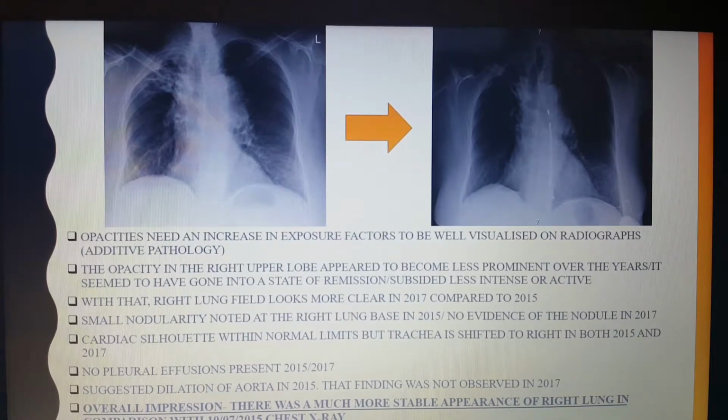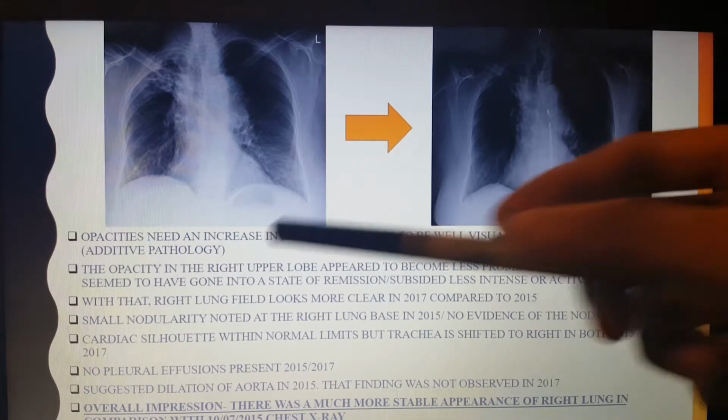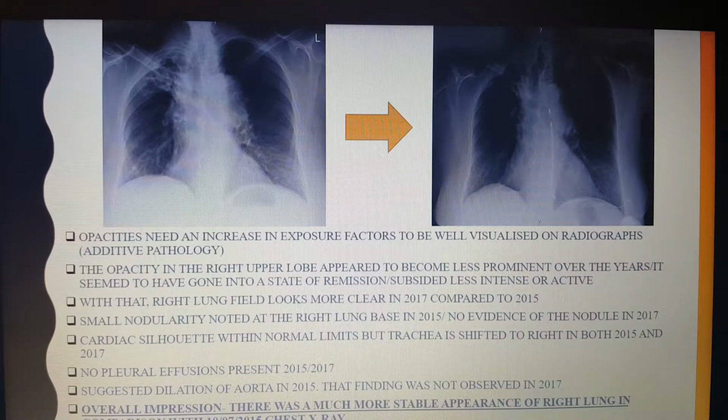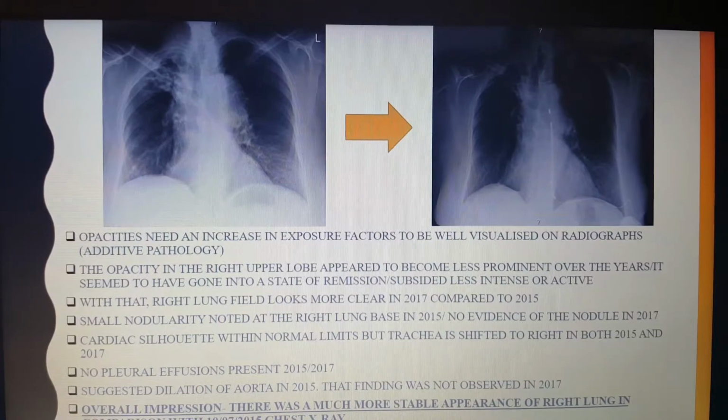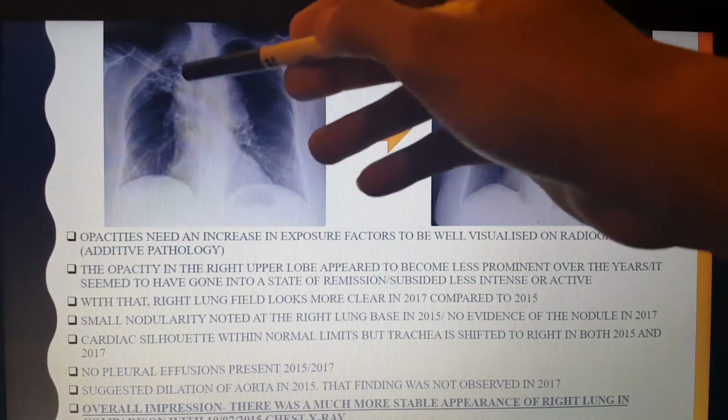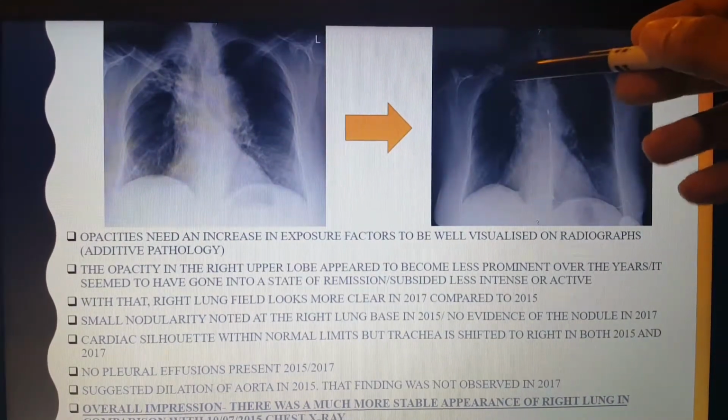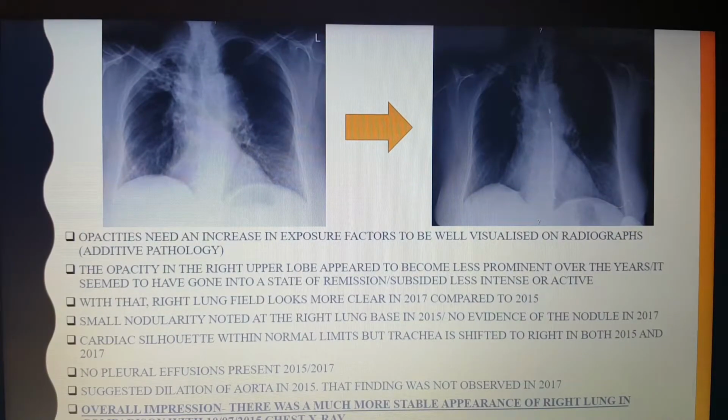With that said, I thought that the opacity in the right upper lobe appeared to become less prominent over the years. It seemed to have gone into a state of remission. It basically subsided in my view and became less intense or active. Basically, I thought that it became less prominent in the 2017 chest X-ray compared to the 2015 chest X-ray.